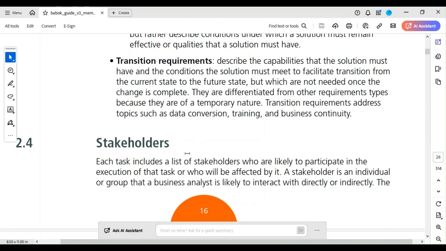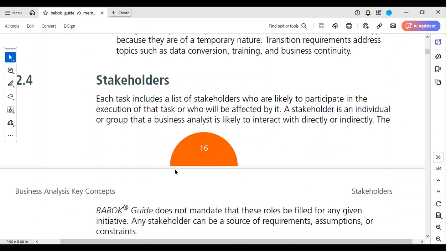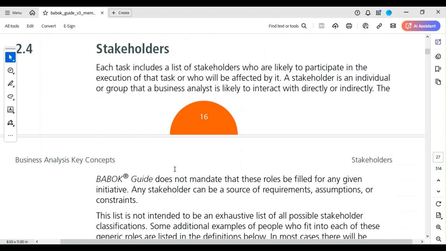Stakeholder. That's one of the examples. Yeah, you have other examples of data conversion. Stakeholders. Each task includes a list of stakeholders who are likely to participate in the execution of the task, or who will be affected by it. Remember what we said about stakeholders. A stakeholder is an individual or group that a business analyst is likely to interact with directly or indirectly.